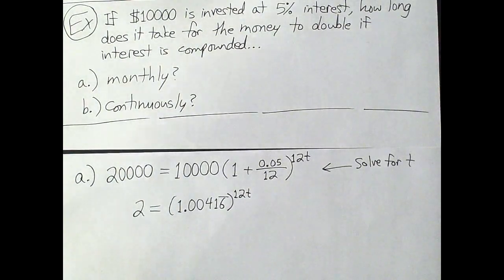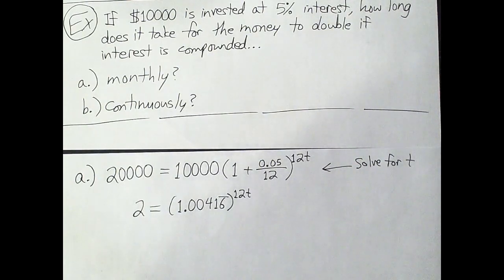So this is a little exponential equation. We want to get t by itself. Let's see here. The base is 1.00416. Look at this base. That's pretty messy, right? We could do log with that base of both sides.